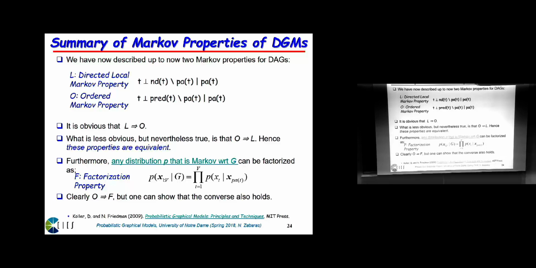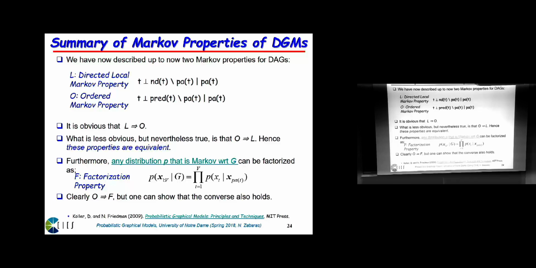So this local property immediately gives you the ordered Markov property because this is a subset of the non-descendants. What is interesting is if this property is true, then also the other property is true. All right? And that takes a little bit of calculation. If you are interested, you can read this book for the derivation. So effectively, these two Markov properties are equivalent.